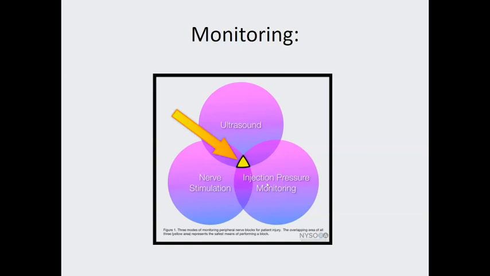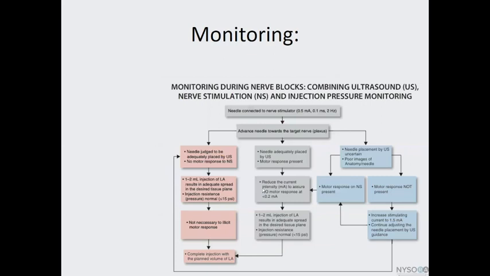And the third method used to increase the safety of the regional block is to use injection pressure monitoring. So with these three techniques, the safety is very high. There are some algorithms showing how to use these three monitoring techniques.